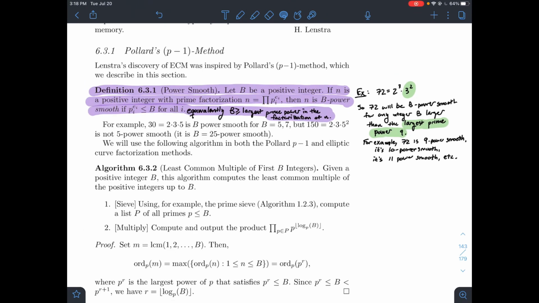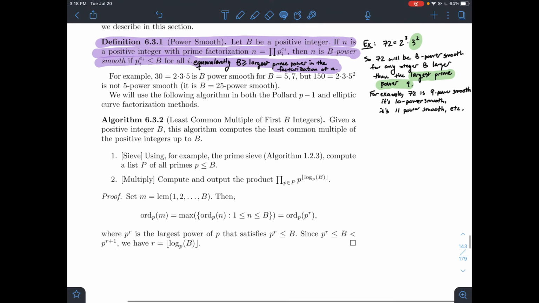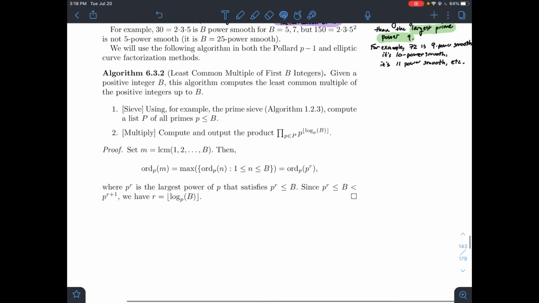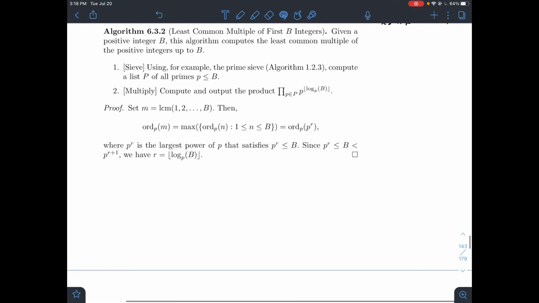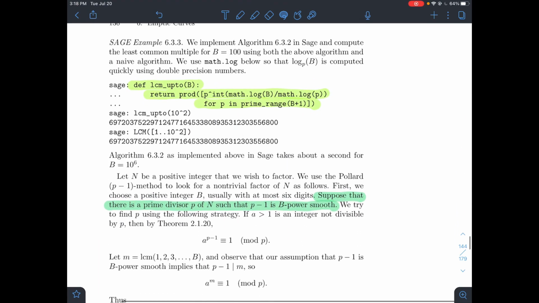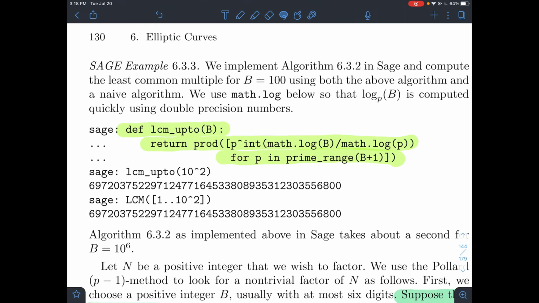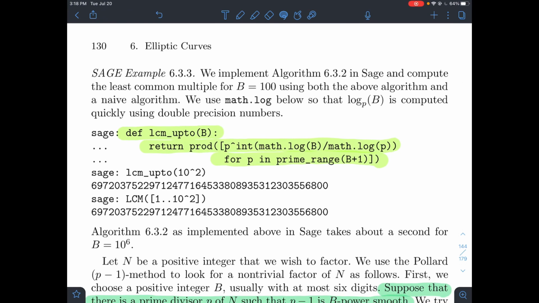The first thing that we're going to do in Sage is write out an algorithm that would actually compute the least common multiple of the first b integers. And that's going to help us with some b power smooth computations a little bit later on. In Sage, if I'm scrolling to page 130 here, it's just this highlighted thing in light green here. Focus on that: the LCM up to b. It'll compute the least common multiple of all the positive integers up to b, and it's a little bit faster than the naive algorithm, which is capital LCM. So we'll use this lowercase LCM up to.